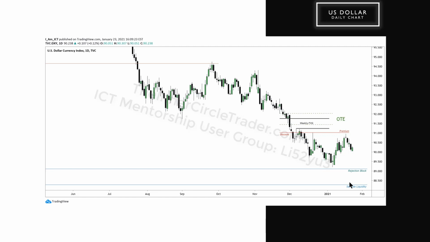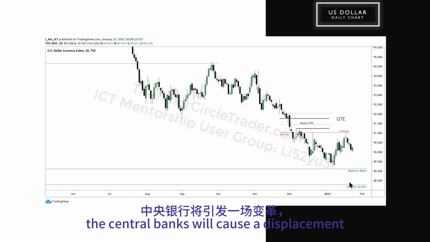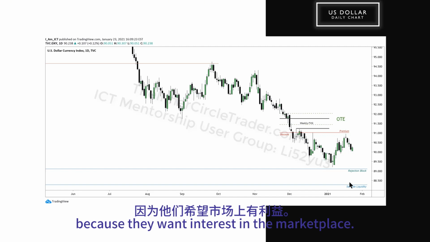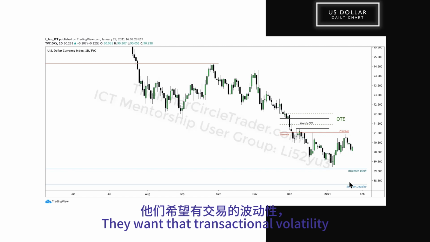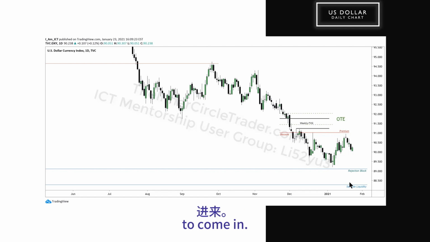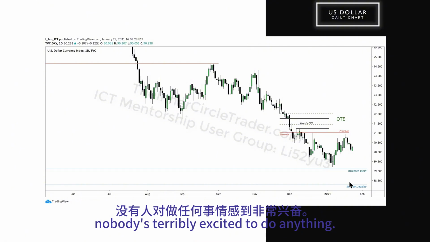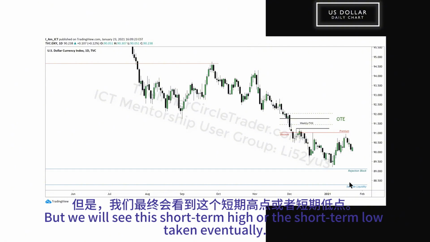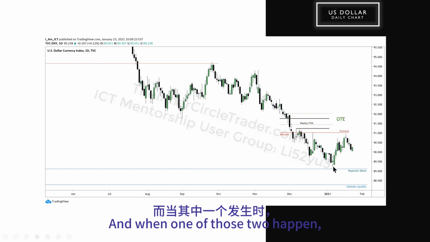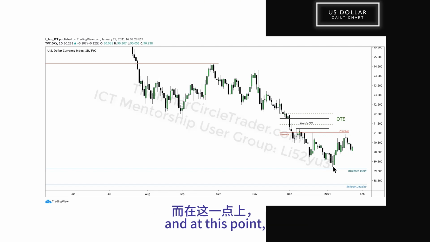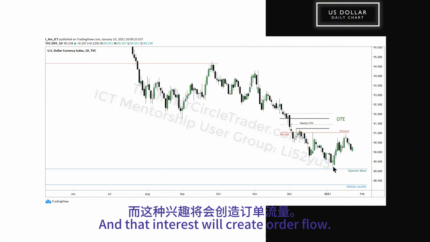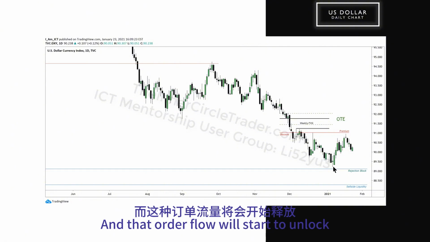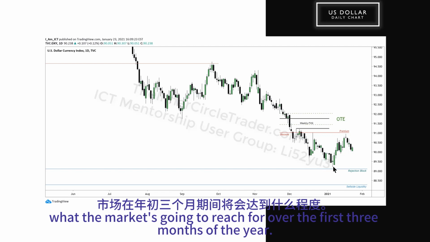But eventually, the central banks will cause a displacement because they want interest in the marketplace. They want that transactional volatility to come in. And right now, nobody's terribly excited to do anything. But we will see the short-term high or the short-term low taken eventually. And when one of those two happens, and at this point I don't really care, I just need one of them to do it, then it'll create a lot of interest. And that interest will create order flow. And that order flow will start to unlock what the market's going to reach for over the first 3 months of the year.